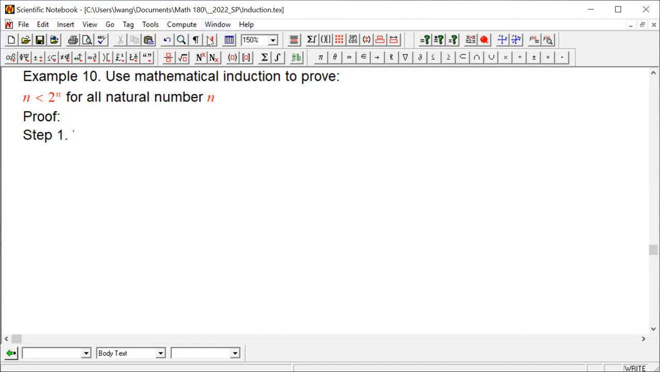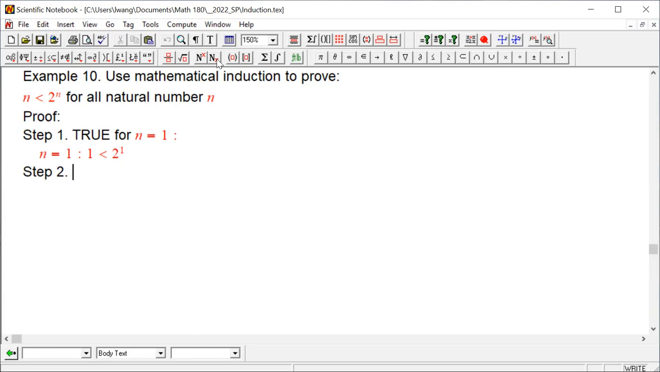Okay, so now, is it true for n equals 1? Most likely, yes, right? Actually, it's true for n equals 1. Why? Let's demonstrate. When n equals 1, what will happen? The left-hand side is 1. The right-hand side is 2 to the power 1. And that is certainly true, right? That is true.